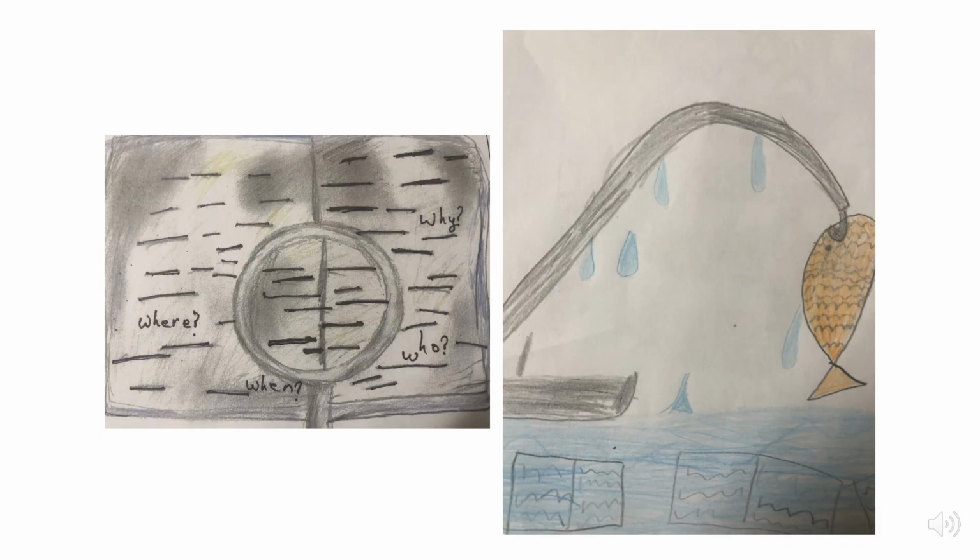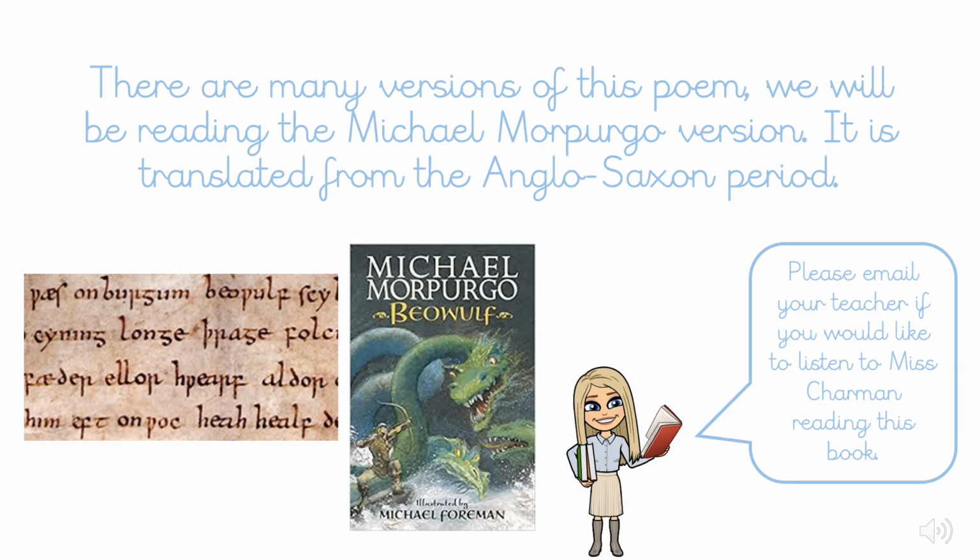Today we'll be using our inference alongside our retrieval skills in our reading lesson. As we're learning about the Anglo-Saxons this term, we'll be reading extracts from Beowulf. There are many versions of this poem, but we'll be looking at the Michael Morpurgo version. It is translated from the Anglo-Saxon period.